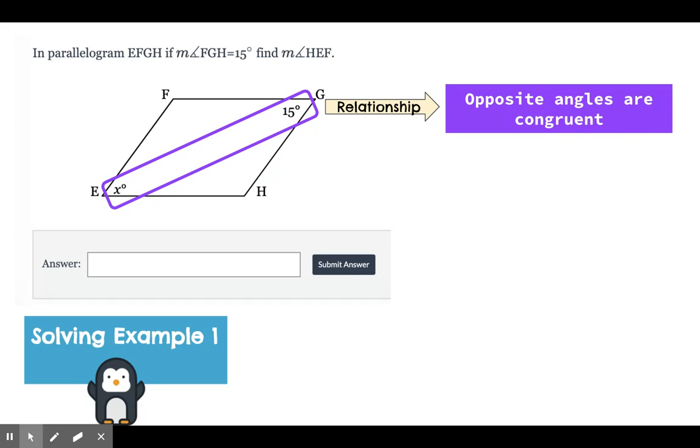Well, we've seen and we know that opposite angles are congruent. So their relationship is that they're congruent. In order to solve, we set both angles equal to each other. And so we have that x is also equal to 15 degrees. So the measurement of angle HEF is equal to 15 degrees. Okay, now let's look at another example.